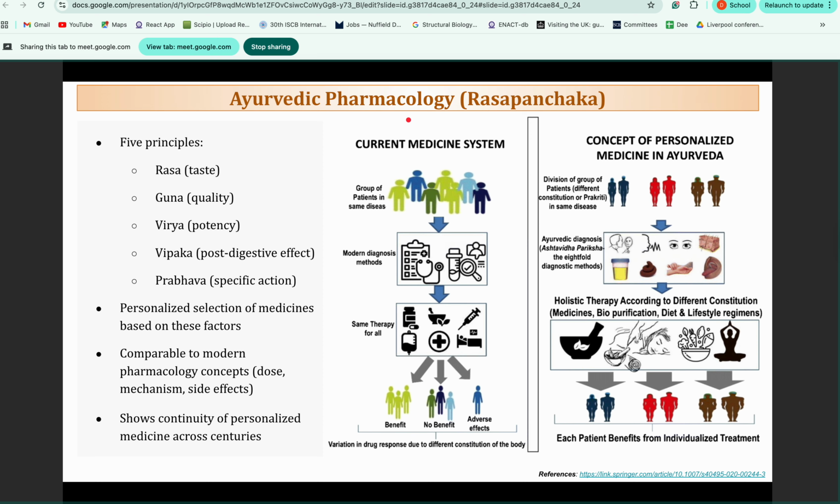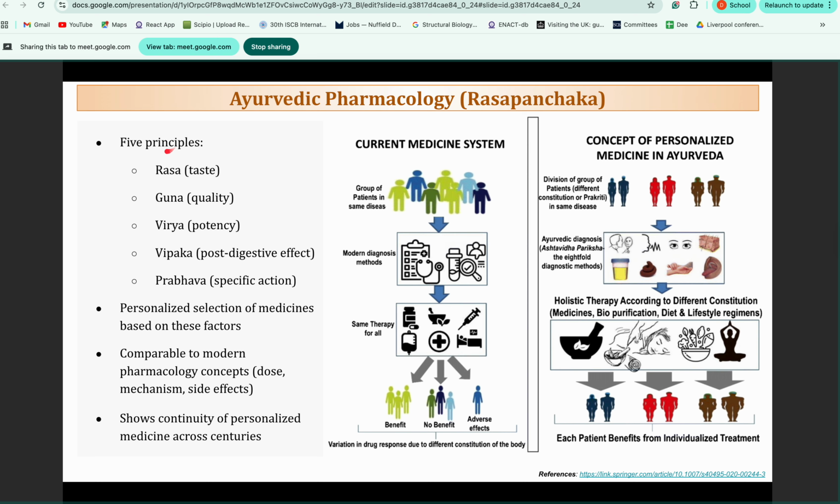Ayurvedic pharmacology is also known as Rasa Panchaka. There are five principles: Rasa, Guna, Virya, Vipaka, and Prabhava. Rasa means taste, Guna means quality, Virya means potency, Vipaka means digestive effect, and Prabhava means specific action. So right now the pharmacology which we study for each individual, the different pharmacological studies of drugs, comes up. So what they ultimately do is check all the properties.